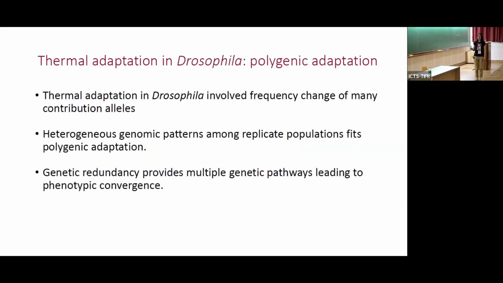So up to here, we saw that thermal adaptation in flies is polygenic. There are a lot of adaptive alleles that contribute to this. We also showed that we have genomic heterogeneity despite convergence at a phenotypic level. And we also saw that this redundancy is actually good because it facilitates adaptation. Each replicate could find a different evolutionary pathway to reach this new optimum in this new environment.